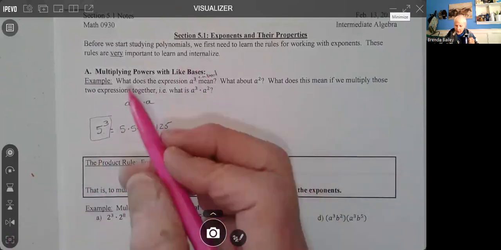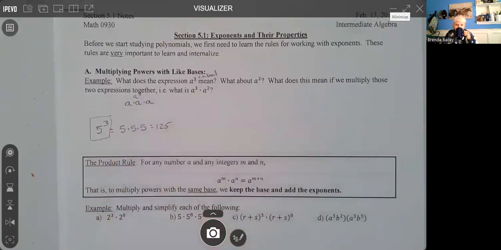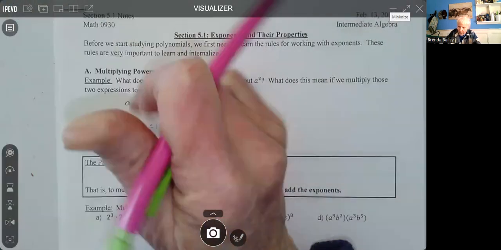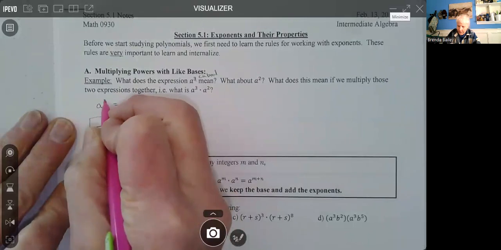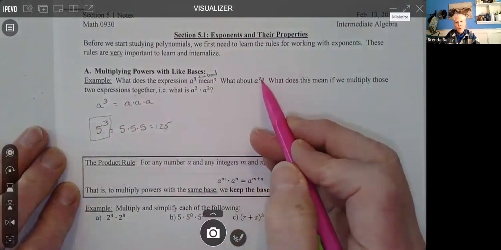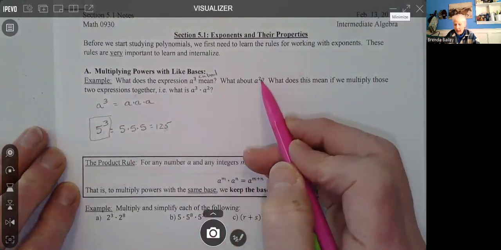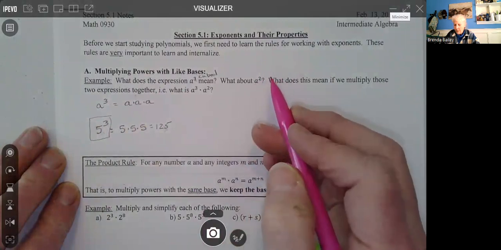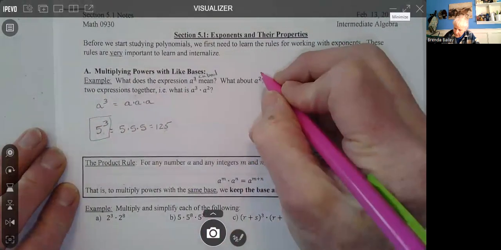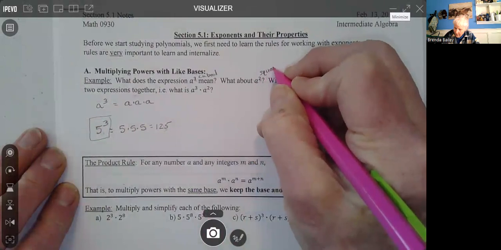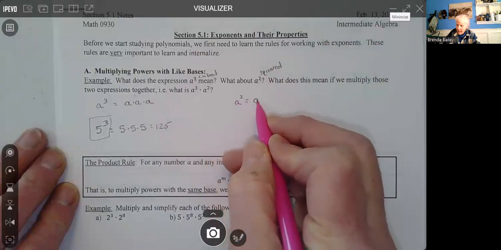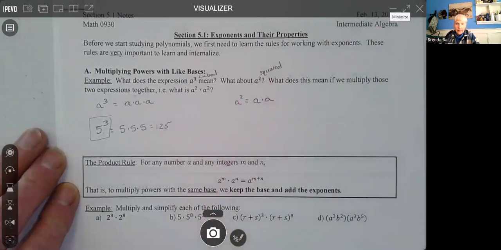So now that we know that, a cubed is equal to a times a times a. What about a squared? That's how we write it, or read it. It could be a to the second, but 99% of the time, you read it a squared. And what does a squared mean? It means a times a. You have 2 of the a's multiplied together.